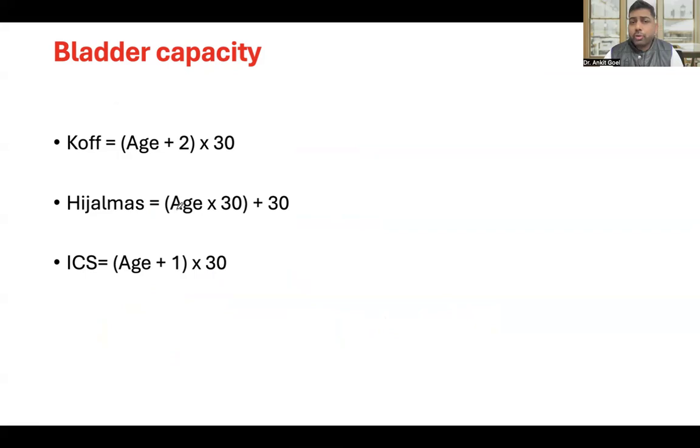For example, if you have a child with a bladder trauma, or any patient with a bladder trauma, you might have to calculate the amount of contrast you need to instill. In that case, you can just calculate by one of the formulas, and the one which is most commonly used is the ICS recommendation, which is (age + 1) × 30. There are different formulas for different age groups. Just know one formula, try to apply it, and I'm sure you're going to reach the safest option in your MCQs.